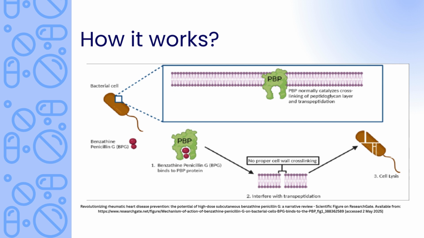To facilitate this process, enzymes known as penicillin binding proteins (PBP) create these links. So, when penicillin is present, it binds to these PBPs, inhibiting their functions and preventing the proper formation of the cell wall. This weakening of the wall ultimately leads to the cell's death.